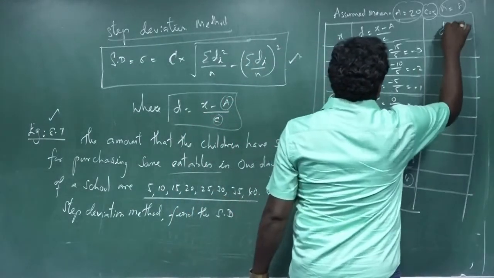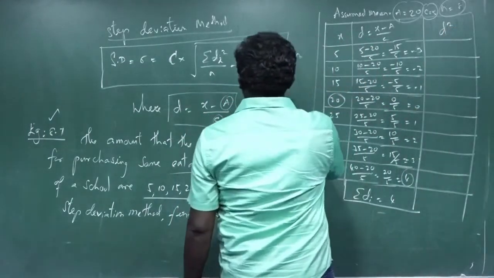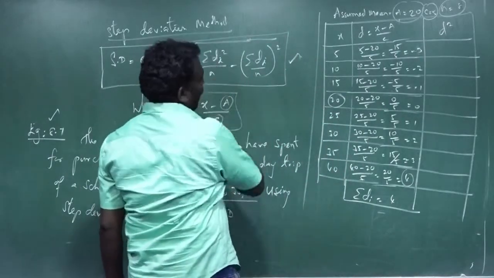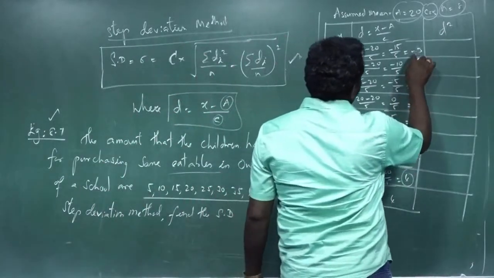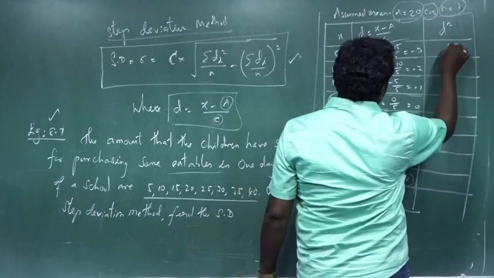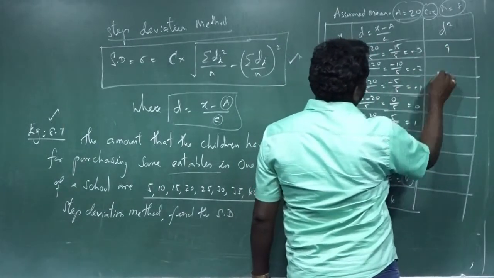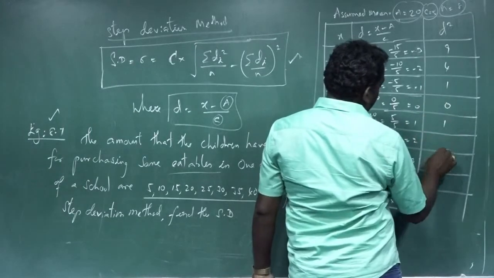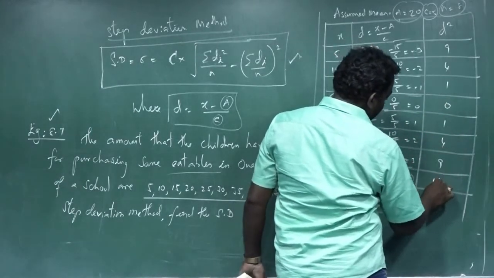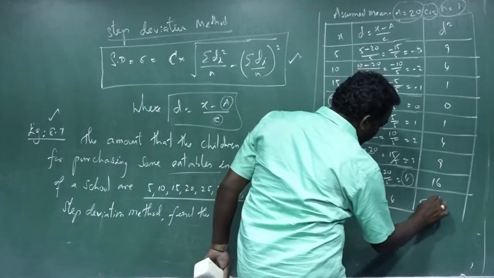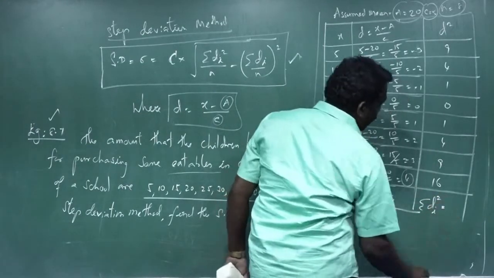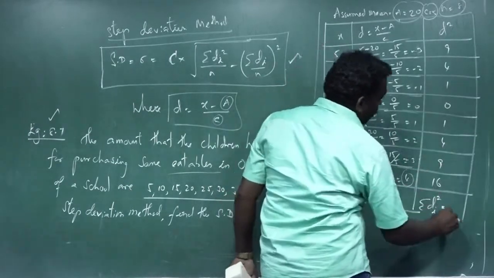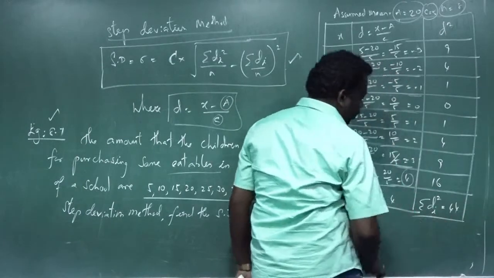Next we need to find dA square value. Therefore dA equal to minus 3 squared, minus minus plus, it is 9; minus 2 squared it is 4; minus 1 squared it is 1; then 0, 1, 4, 9, 16. Then calculating the summation of dA square, it is the sum of the terms, that is equal to 44.